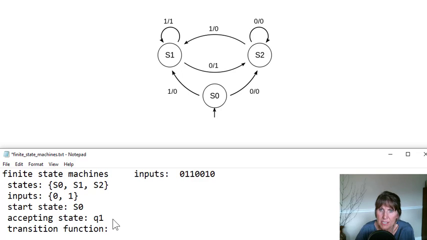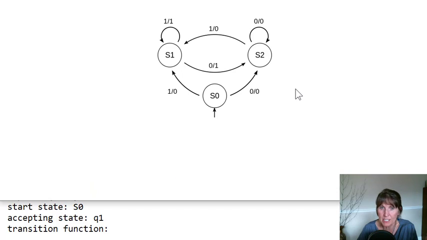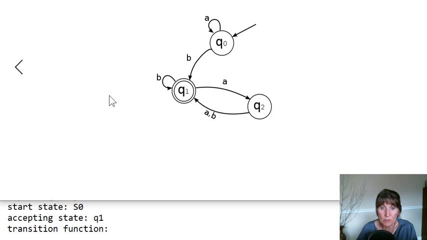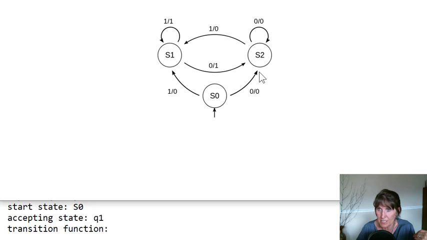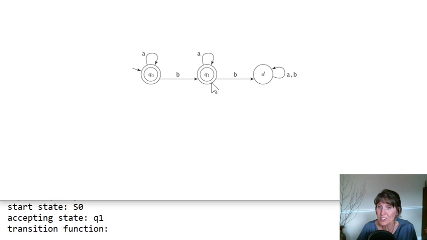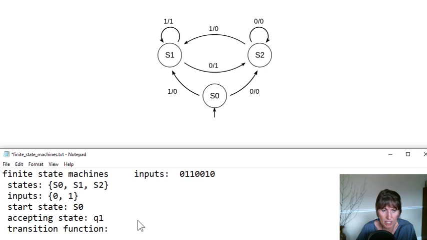And what's our accepting state? And notice this one doesn't have an accepting state, and that's fine. There are finite state machines that don't have an accepting state. Notice we've seen them with one accepting state. This is one that doesn't have an accepting state, so it's not identifying any pattern. Here's one that has two accepting states. So all of those are allowed, right? You can have no accepting states, you can have multiple accepting states, you can have one. In this case, we don't have any accepting state, okay?